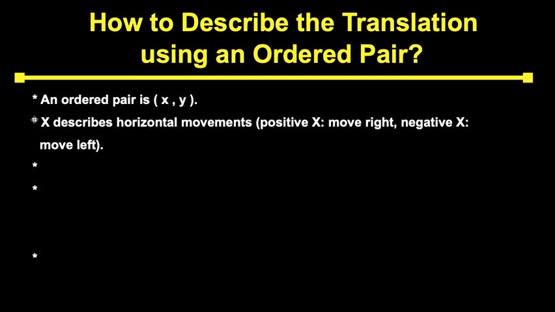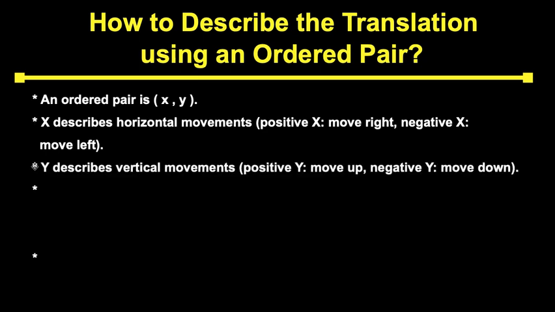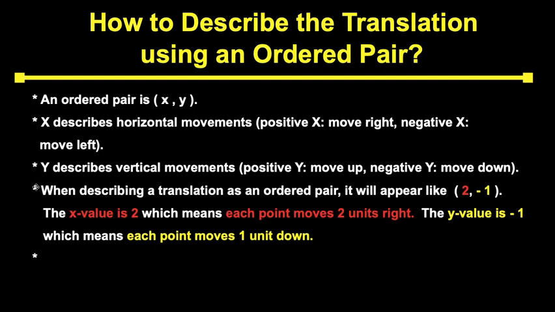If you have a positive x, move to the right. If you have a negative x, move to the left. The y value will describe any vertical movements. A positive y value, move up, and a negative y value, move down. So let's look at an example.